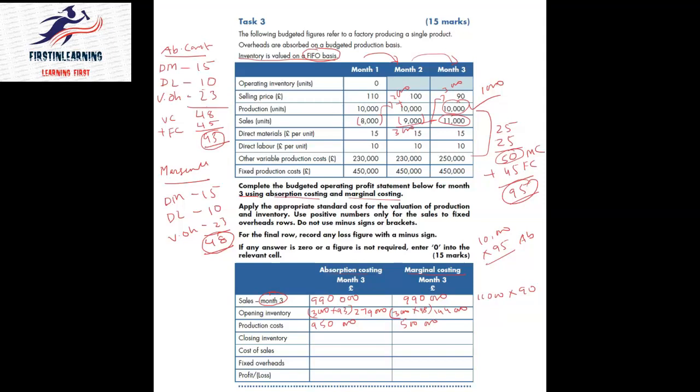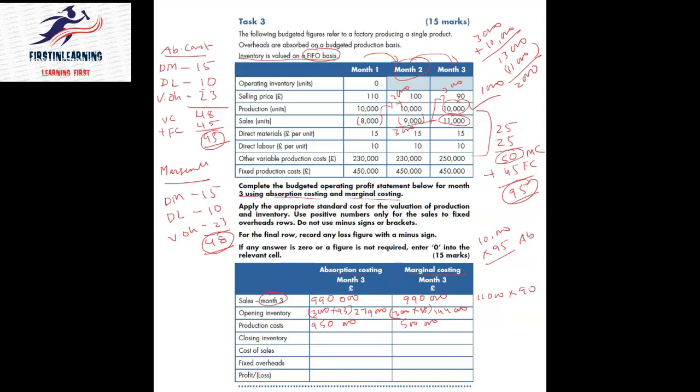The next question, you're going to see the closing inventory. This is the same story we have done. So how many units are left? We can see 3,000 come from month 2. In month 3 we have made another 10,000. So I have a total of 13,000 units now. From 13,000 units I have sold 11,000. So 2,000 is my closing inventory.